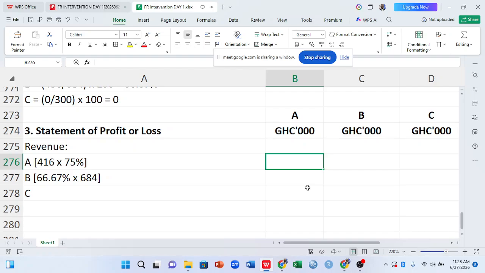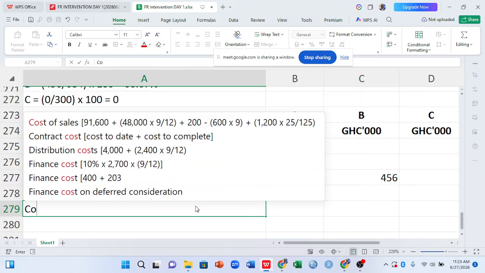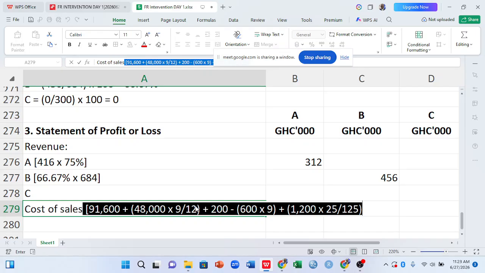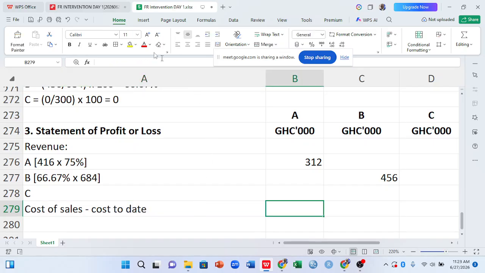A is 312. B will be 456. Okay, let's go to cost of sales. How do you get cost of sales? Cost of sales is your cost to date. So you just bring your cost to date for each.